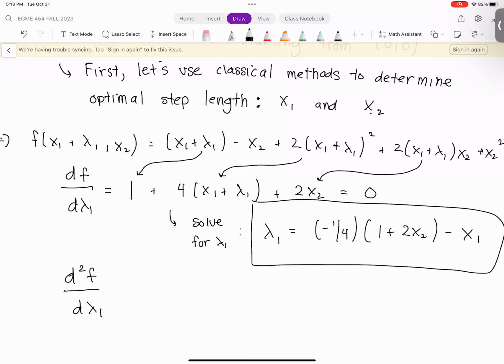Professor, when we're calculating x2, do we label lambda 2 as well? Yeah. When we're changing x2, we're going to call that lambda 2. It's on the iPad here, it's just the internet's kind of catching up.